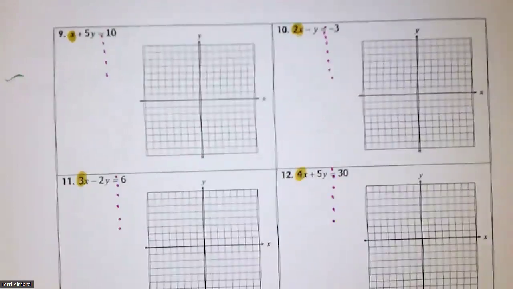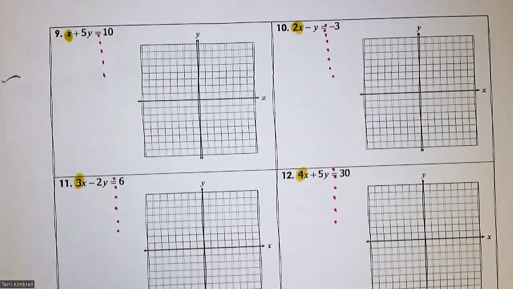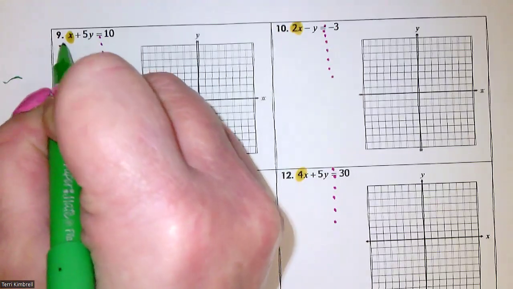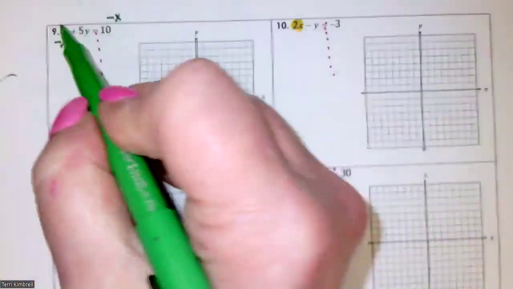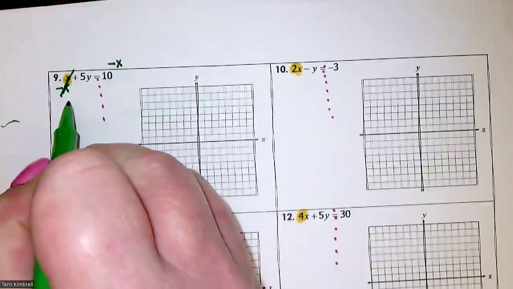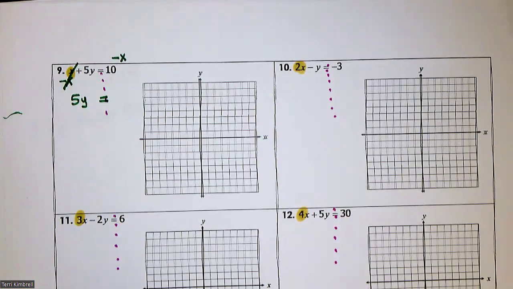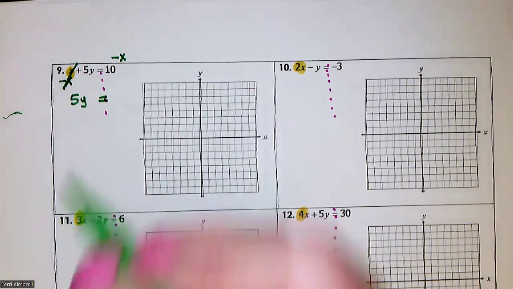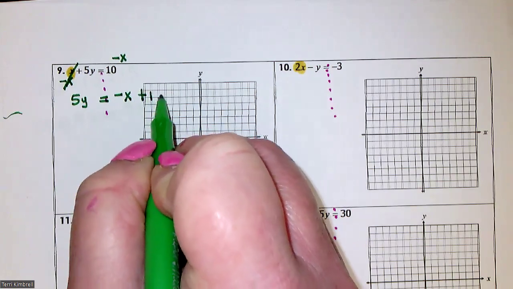Okay, when you move your X, drop him in front, change his sign. So you're moving the X, putting him in front, changing his sign. So remember, we're going to change this sign to get him to cancel out. So we're subtracting him. So then the X minus X goes away. We're going to have 5y equals. Move the X, drop him in front, change his sign. So remember, it's going to be negative X, and then you have a plus 10.